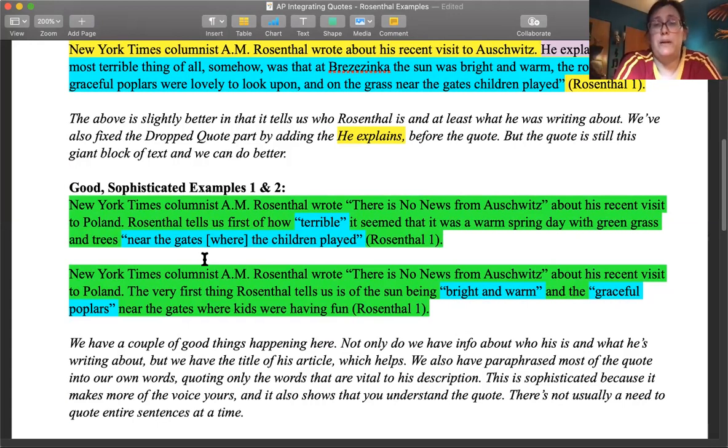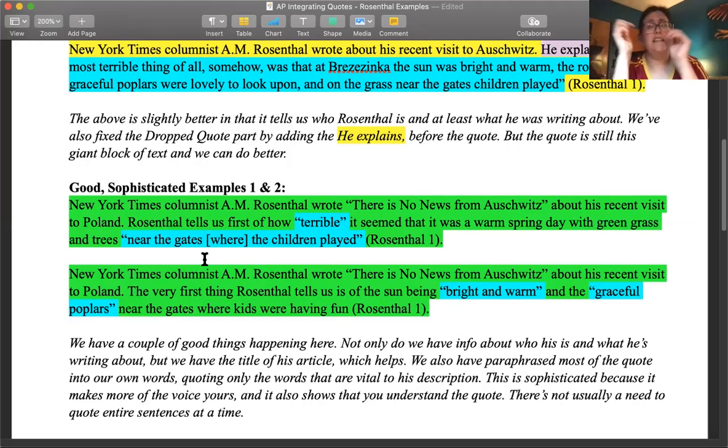There's a few good things happening here. We do have the info about who he is and what he's writing about. We have the title of the article, which is helpful. We've also paraphrased most of the quote into our own words. We're quoting only the words that are vital to his description. This is sophisticated. It makes more of the voice yours, and it shows you understand the quote.